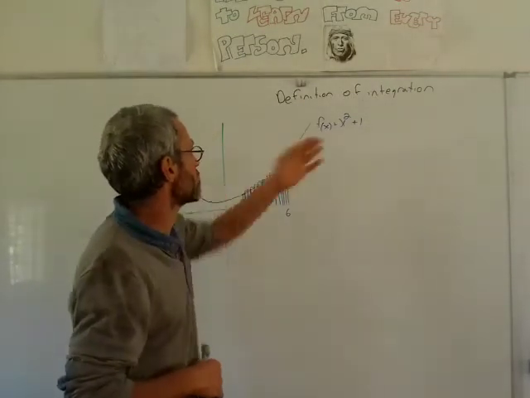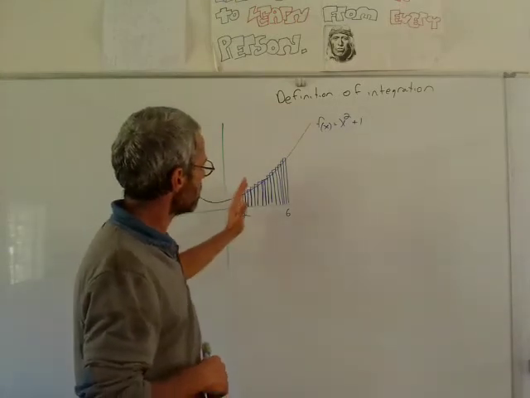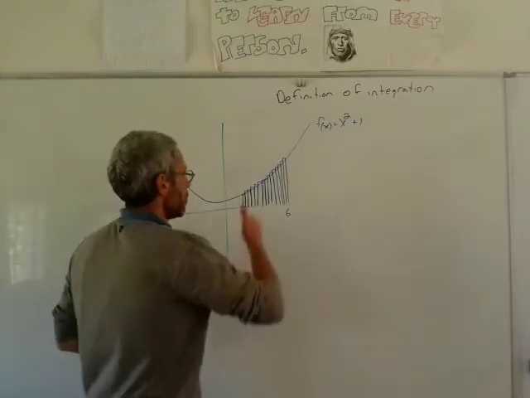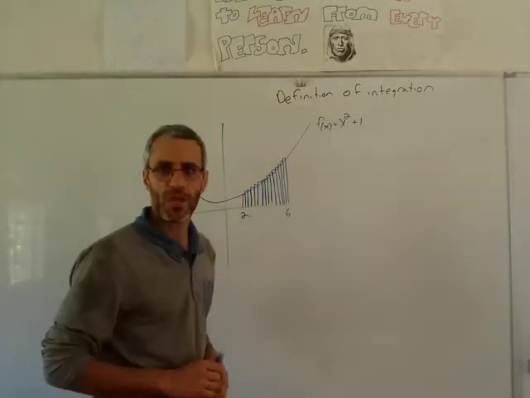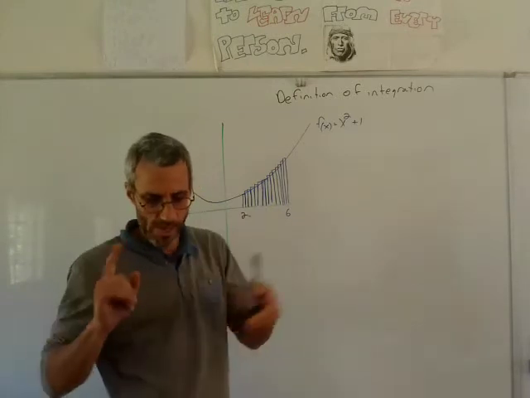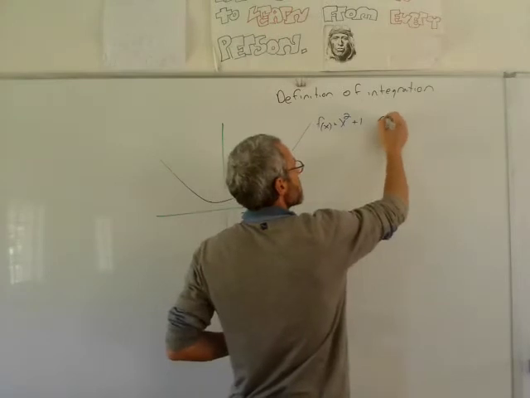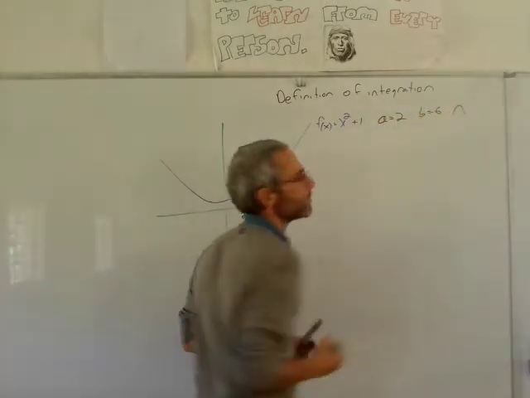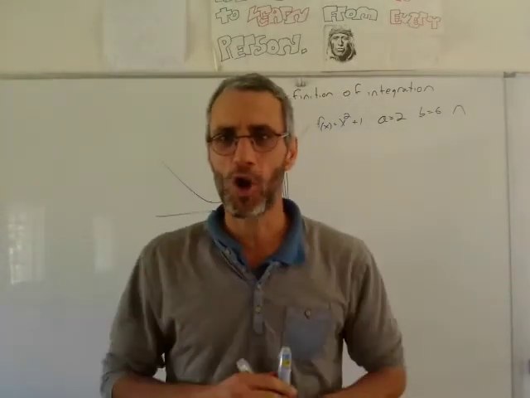We decide to choose another function, x squared plus 1, just a parabola. We're going to calculate the Riemann sum, or in other words, the area between 2 and 6. So these are the boundaries. I'm going to say A is equal to 2 and B is equal to 6, but I'm not going to specify the N. N was the number of blocks.